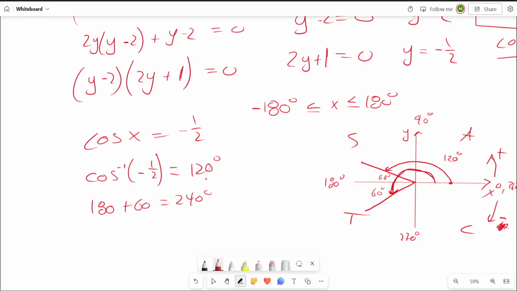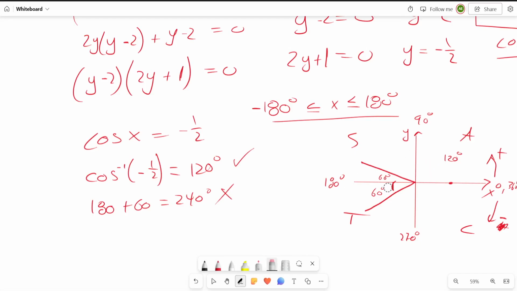Okay. So moving anti-clockwise to get the next answer, I'm going to exceed my range. In fact, I even exceeded it with this second answer. So this 240 degrees is outside of my range, so I will not take it. So for the positive answers, I just have 120 degrees. My range is not from 0 to 180. I can have some values which are negatives. So let's see how we will do that.